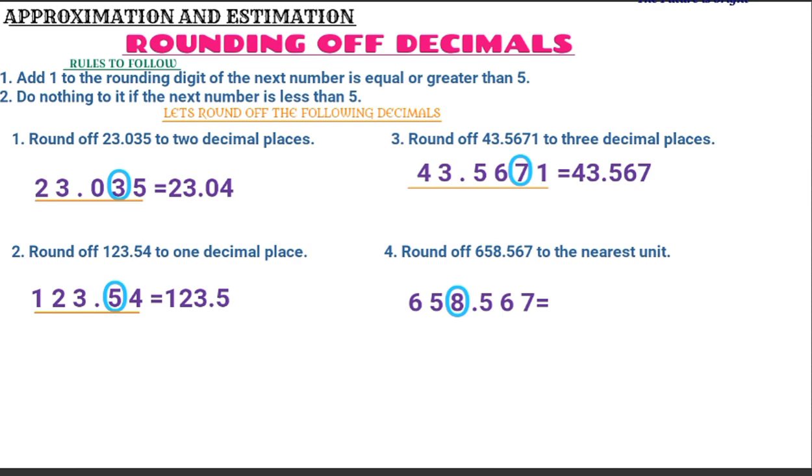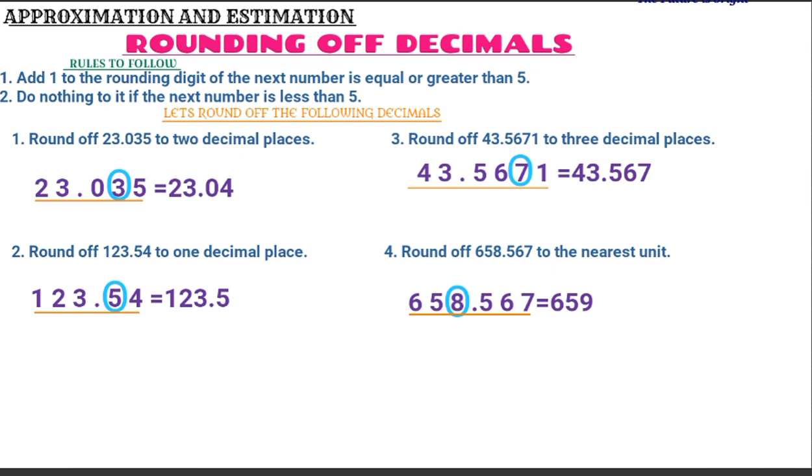So I'm going to write the numbers that are not going to get affected. As you can see there, we have 8 and not 9, so 65 will be written. Then we are going to round off 8. Now the next number is 5. That means we're going to use the first rule, which says add 1 to the rounding digit if the next number is equal to or greater than 5. So we're going to add 1 to 8, and 1 plus 8 will give us 9. That is the number I've underlined in orange.